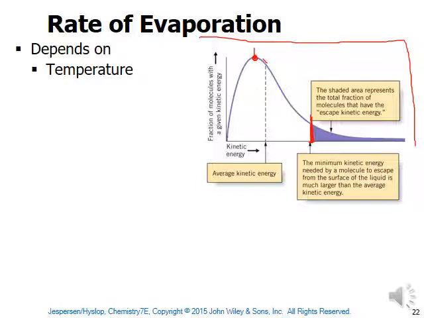Okay, so this distribution shape here is dependent on the temperature, and it's called Boltzmann's distribution. Actually, Maxwell-Boltzmann.